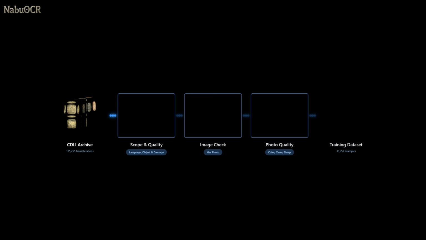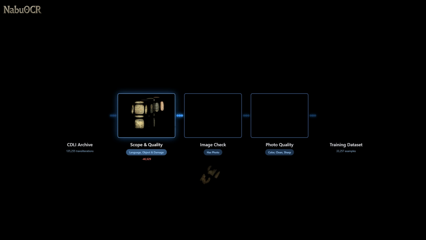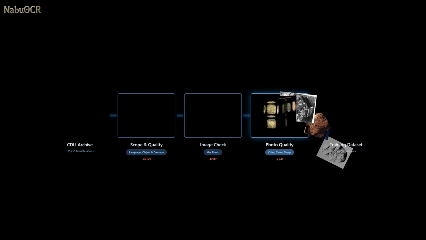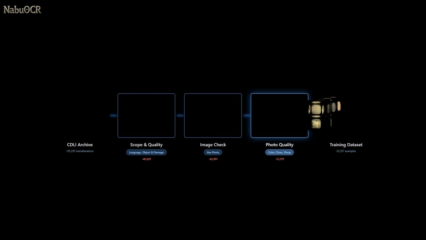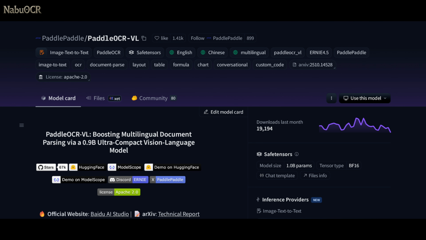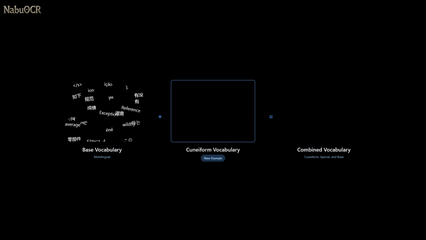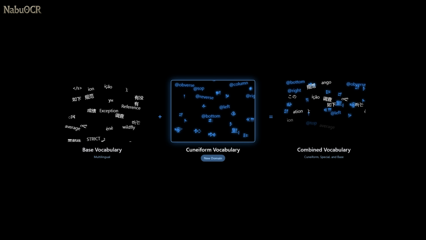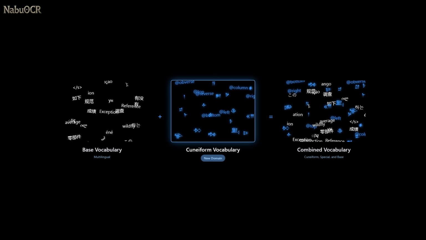I built the dataset from the Cuneiform Digital Library Initiative. Starting from 135,000 transliterations, aggressive filtering removed damaged tablets, missing images, and low-quality photos, leaving 33,000 clean examples for training. The base model is PaddleOCR VL. Since its tokenizer doesn't include most cuneiform, I expanded the vocabulary with all unique signs from the dataset, plus face markers like obverse and reverse.